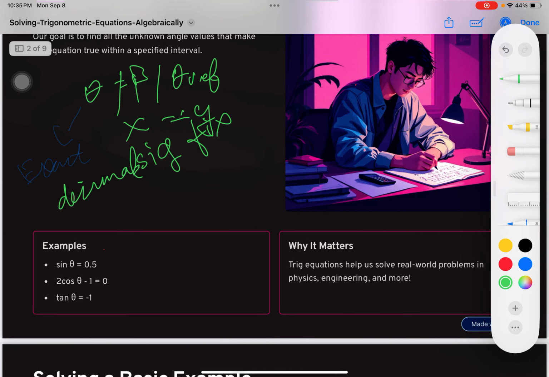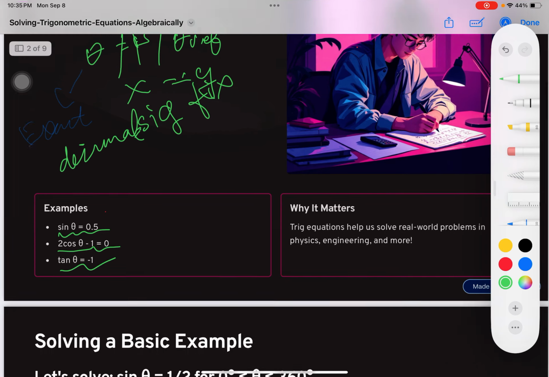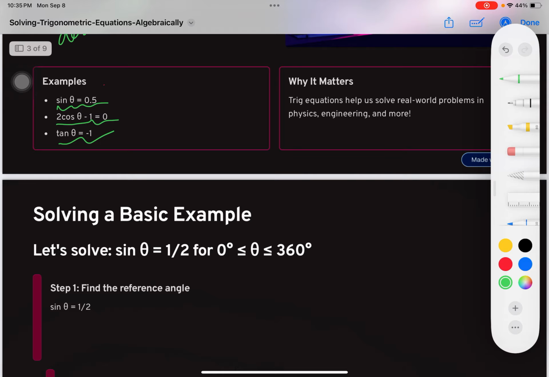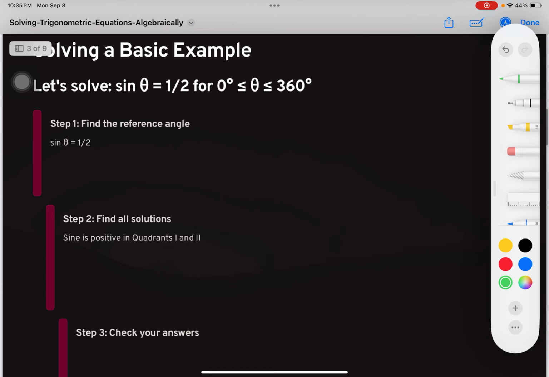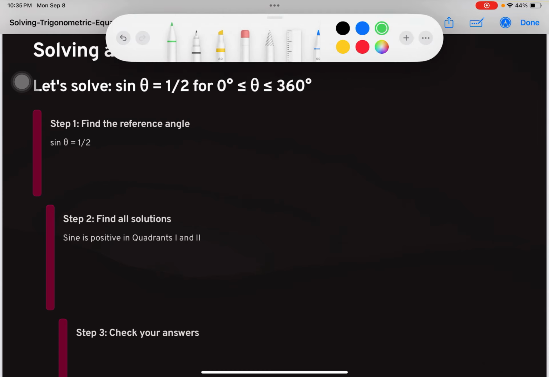So we got some examples, like sine theta equals 0.25. Let's start. The first question is, let's solve sine theta equals 1/2 for 0 to 360 degrees. So this is our restriction. So basically, sine theta equals 1/2.